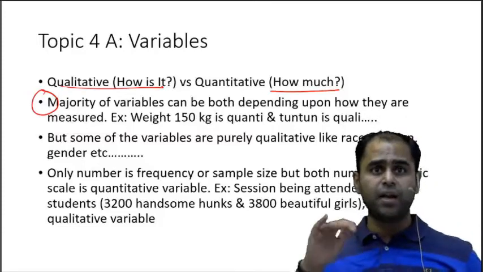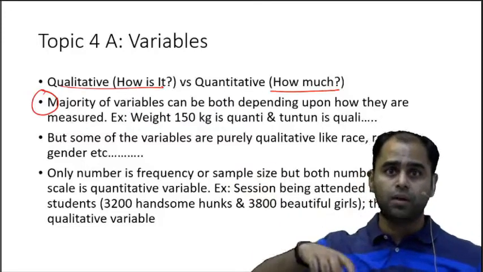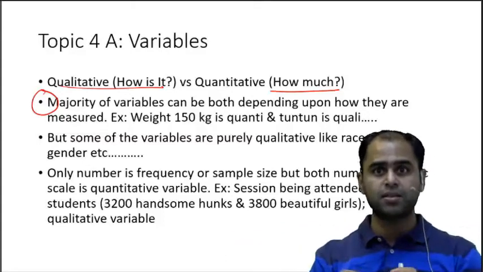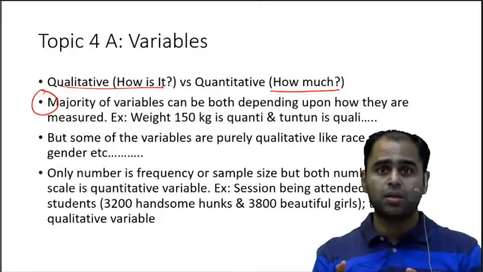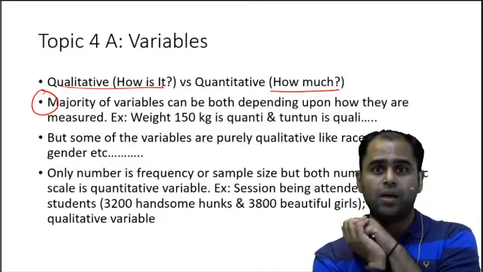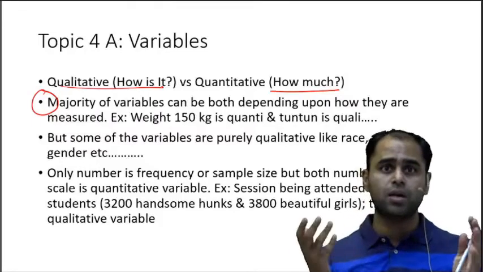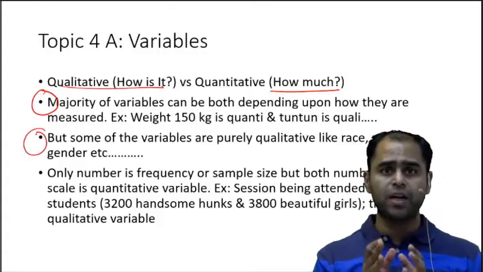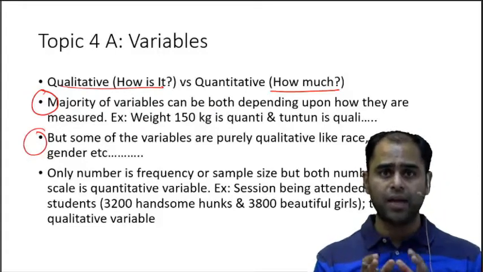Now remember, the majority of variables can be both, depending upon how you are measure it. If I say weight 150, that is quantitative. But if I say you are fat, that is quality. If you are just 30 kgs, you are like a zero figure like Kareena Kapoor, again it is quality. But there are some variables which are purely qualitative, like race.